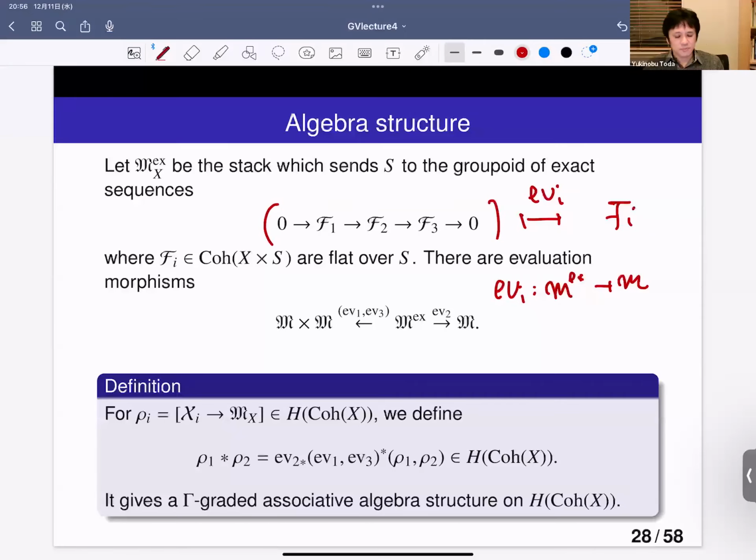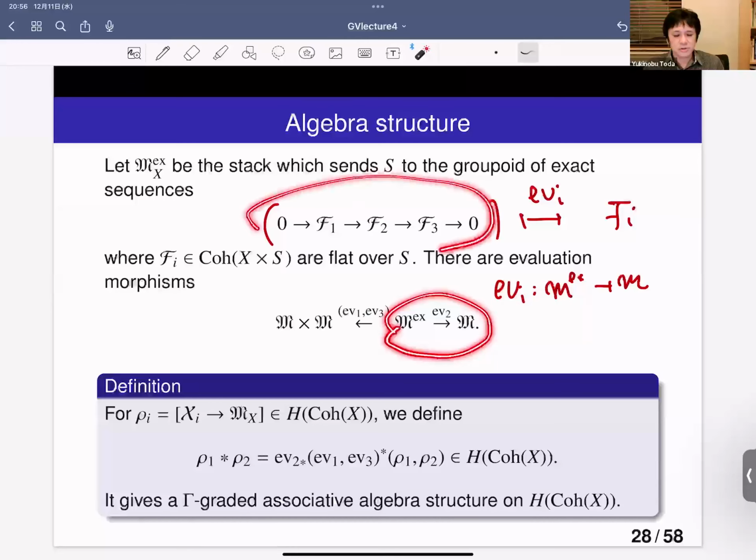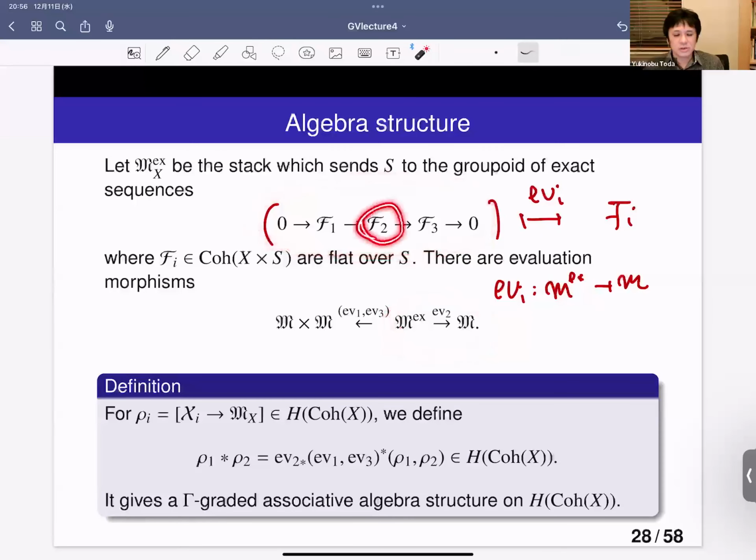So this means that I have this diagram. This map is sending this exact sequence to the pair of the left and right objects, and this map sends this sequence to the middle one. Then roughly speaking, the fiber of this map is something like Ext^1 of F_3 and F_1, modulo some sort of automorphism groups.